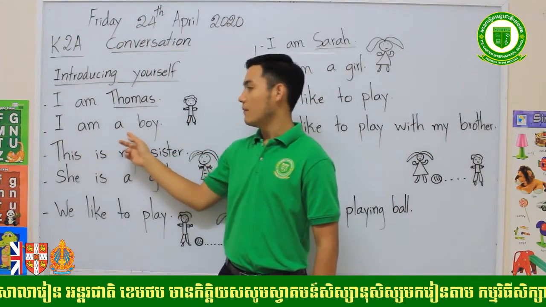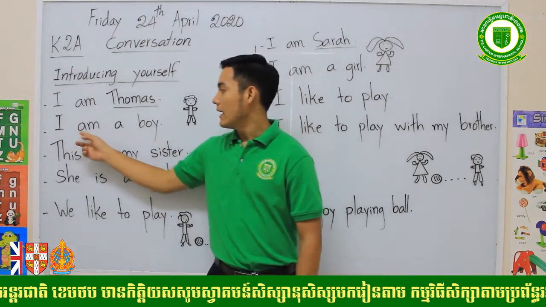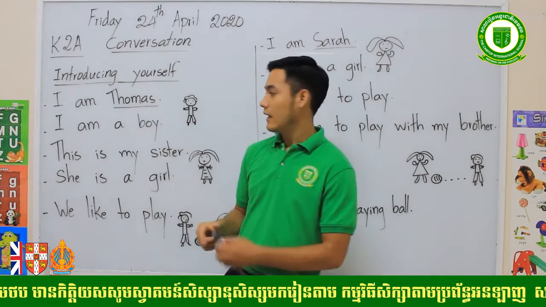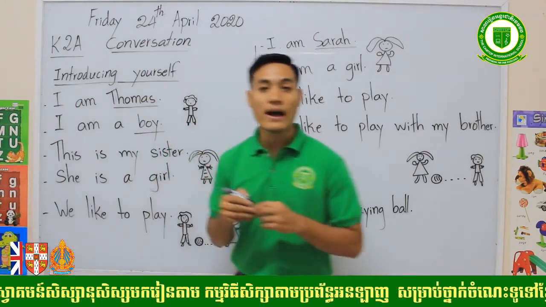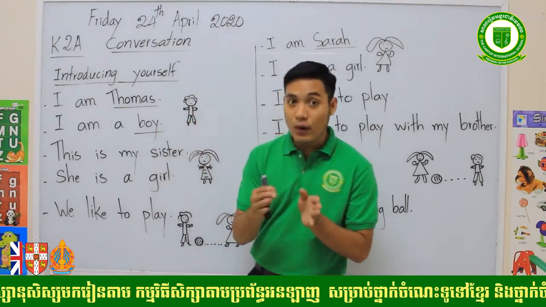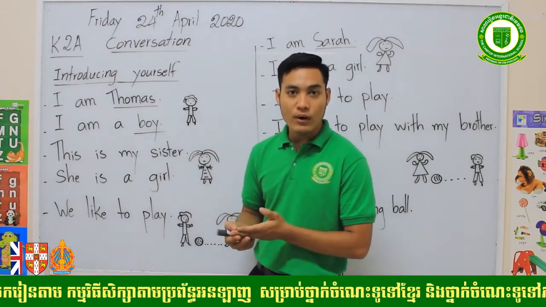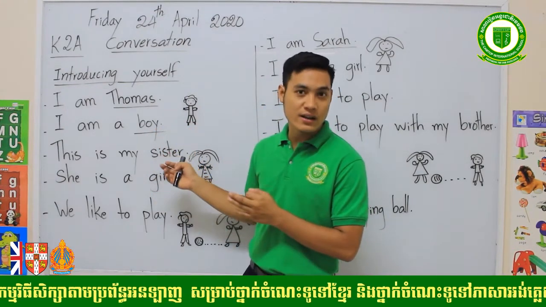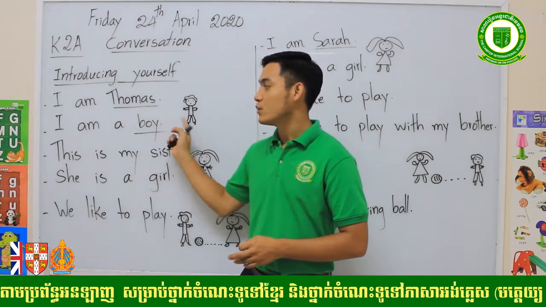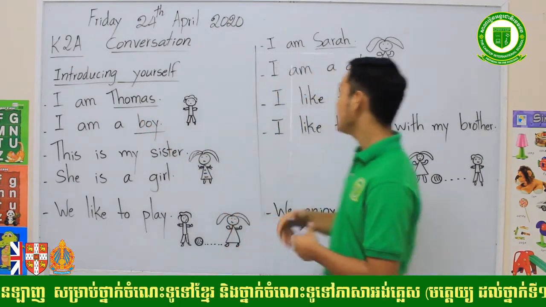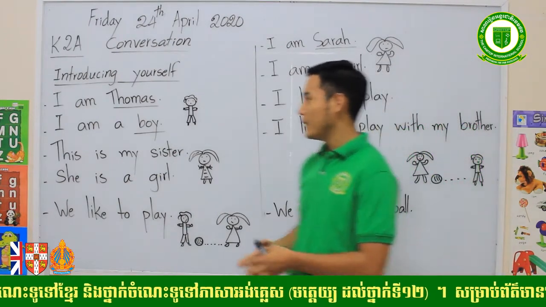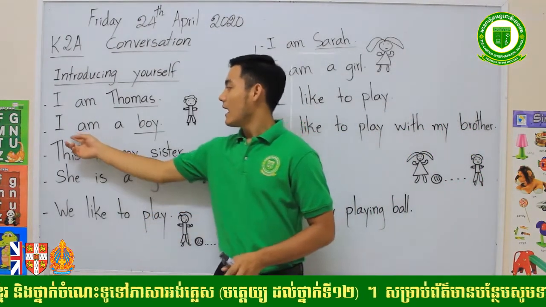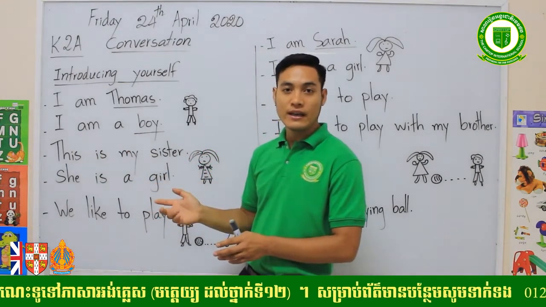I am a boy. Okay, so a boy right here, I can underline too. Why? Because you are a boy, you can say, I am a boy. But if you are a girl, you just change the word boy to the word girl. Like here, I am a girl. Okay, so go together. I am a boy.